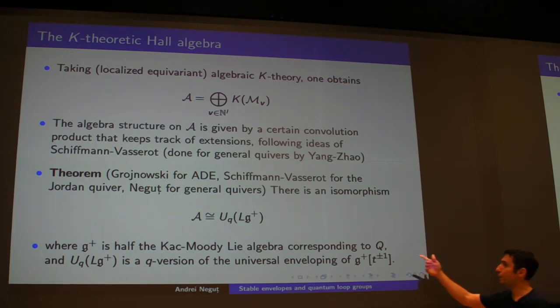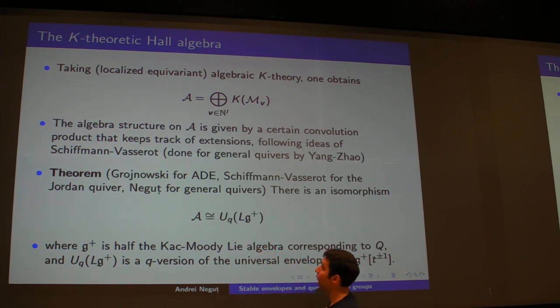This thing is a very well known object in representation theory when the quiver is of finite type and of affine type. My involvement with this theorem is to define this object for general types. And you want to define UQLG plus for general quivers in such a way that it be isomorphic to A.